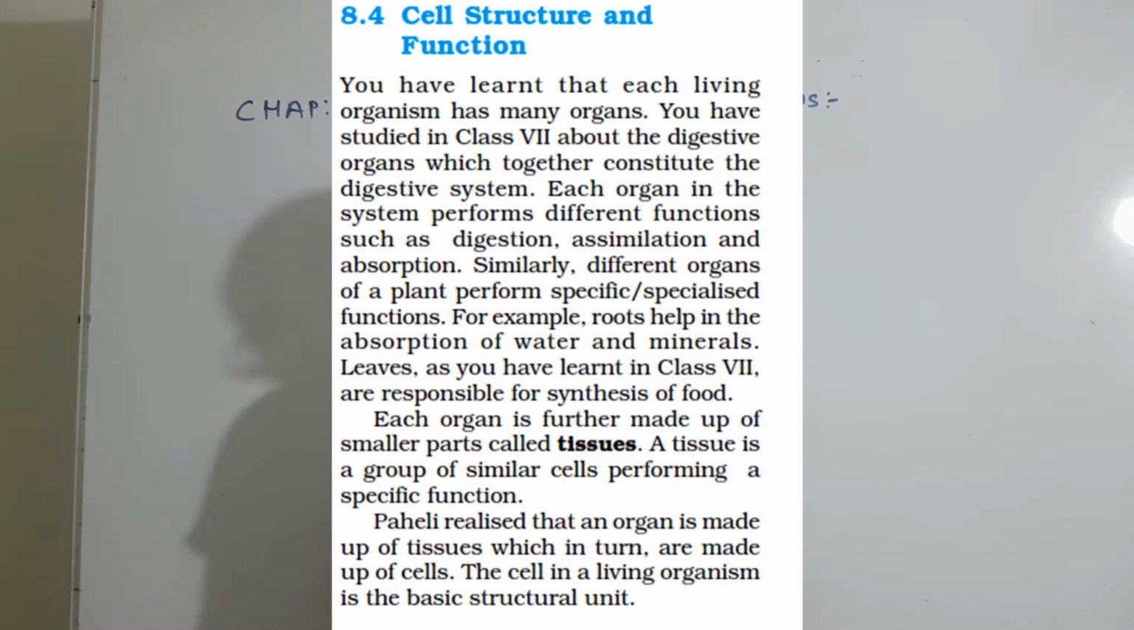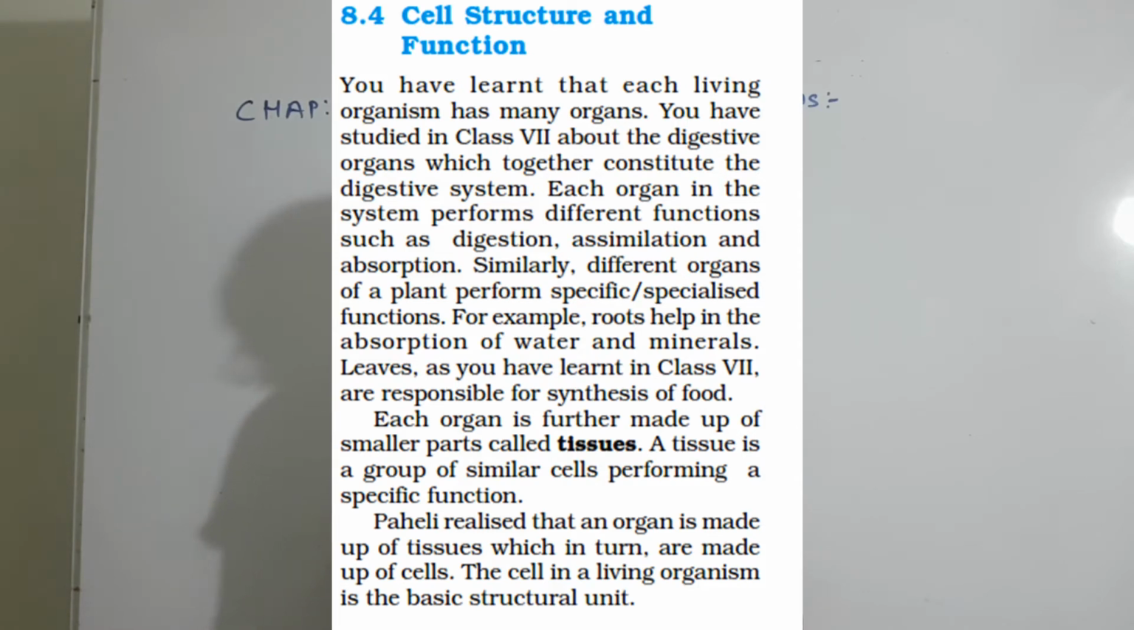Similarly, different organs of a plant perform specific or specialized functions. For example, roots help in the absorption of water and minerals. Leaves, as you learnt in class 7, are responsible for synthesis of food. Each organ is further made up of smaller parts called tissue. A tissue is a group of cells performing a specific function.